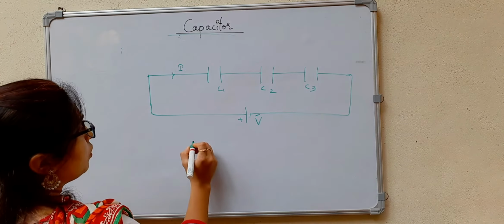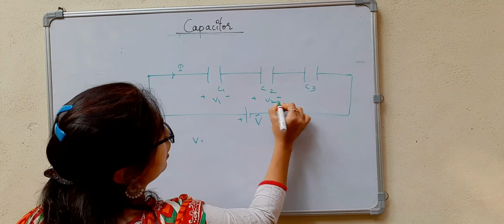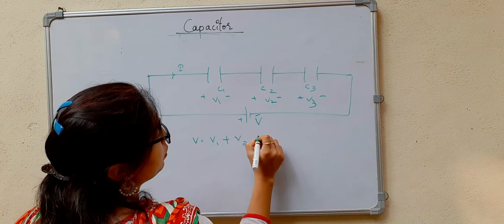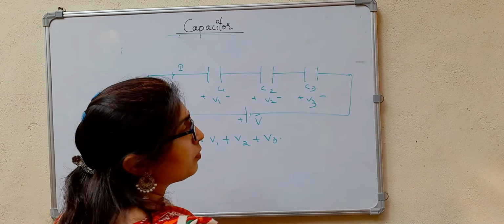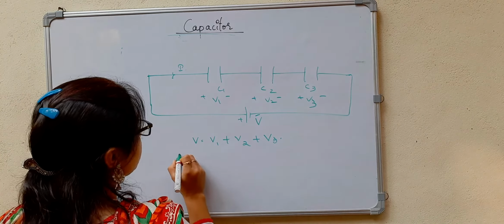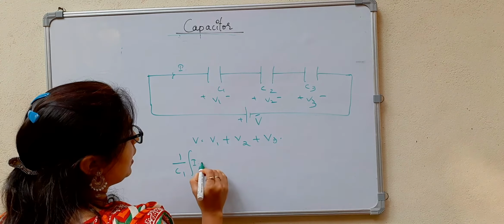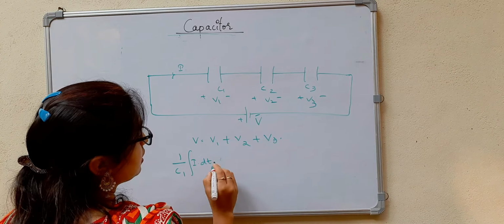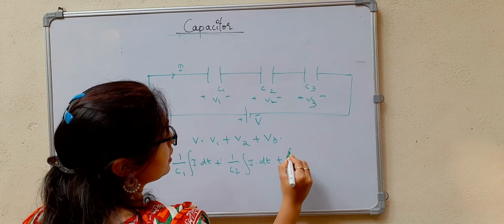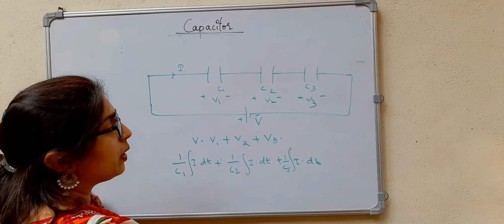This is V1, this is V2 and this is V3. So V is equal to V1 plus V2 plus V3. But the current is the same. So this is 1 by C1 integration of I dt plus 1 by C2 integration of I dt plus 1 by C3 integration of I dt.